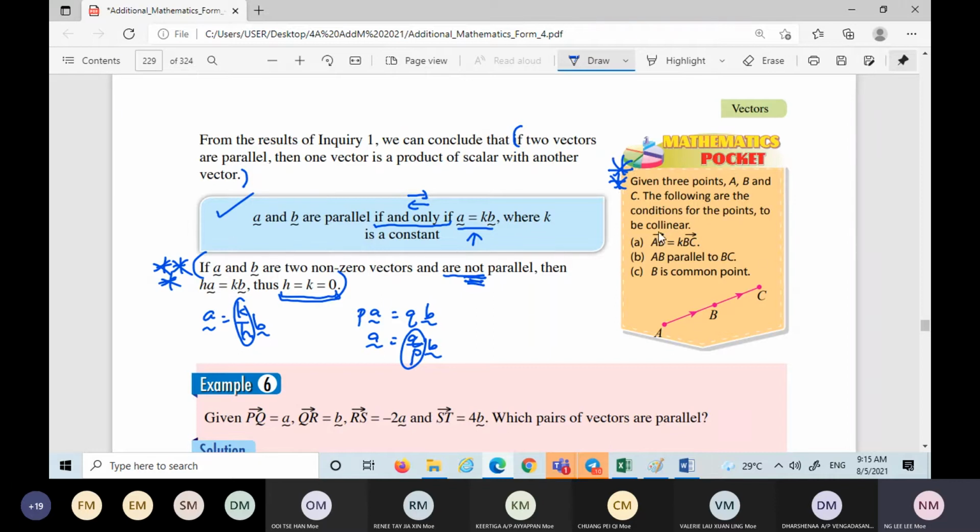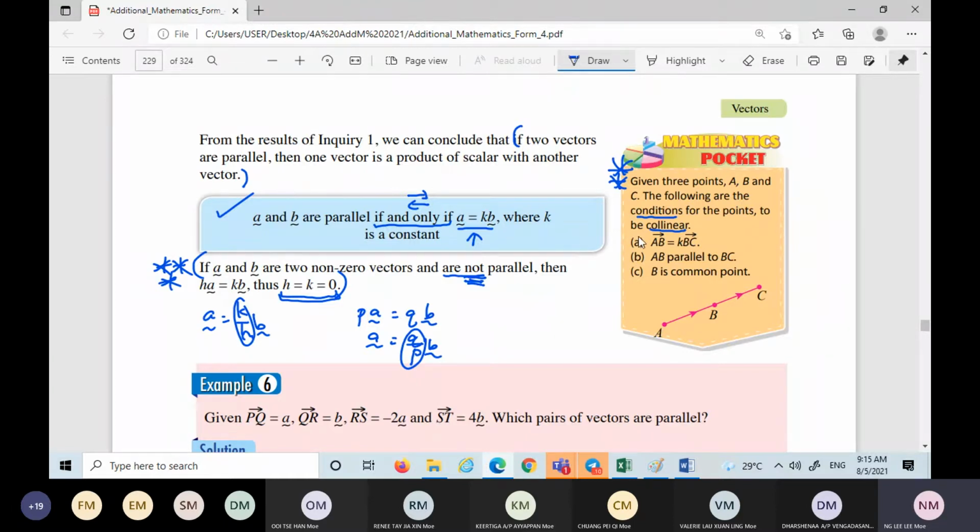What is the condition for collinear? I think you still remember what collinear means: fall on the same line. Given 3 points A, B, and C, you have 3 points, something like this. The following are conditions for the points to be collinear. This type of question will ask you to prove whether points A, B, and C are collinear.